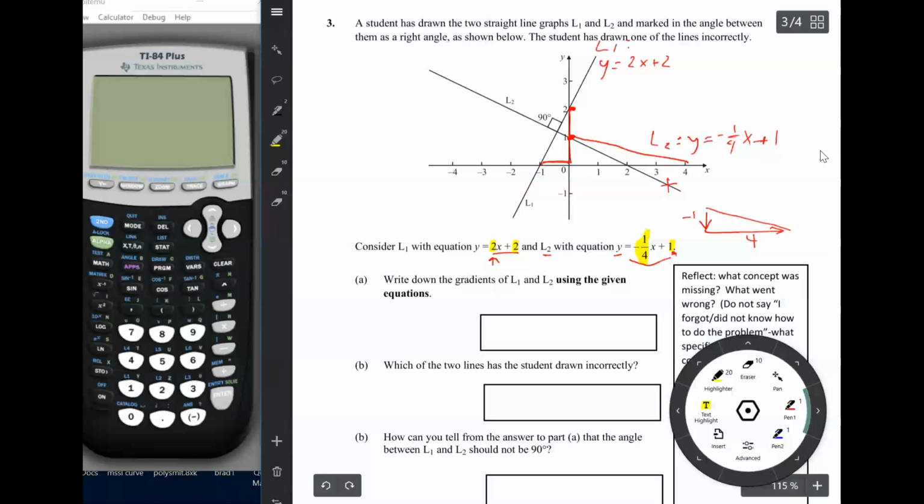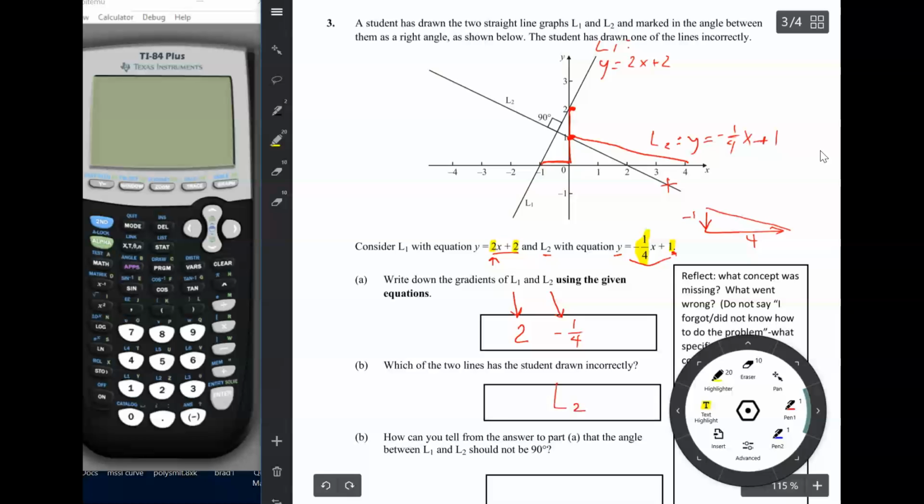Write down the gradients of L1 and L2 using the given equations. L1 has a slope of 2, and L2 has a slope of -1/4, as we noticed above. Which of the two lines is drawn incorrectly?